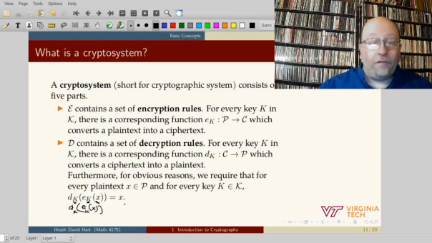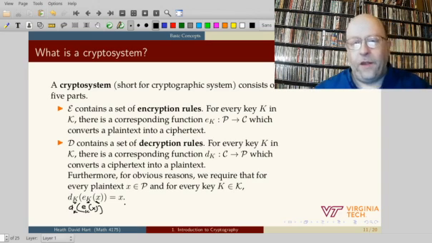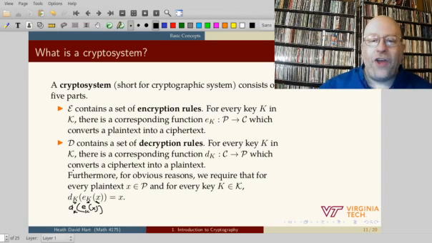Otherwise, there's not much value to the crypto system. We can't decode messages reliably. And so we have to check this condition in order to verify that this is a legitimate crypto system. Okay? So we have 5 parts. We have then the rule that the decryption key has to undo the encryption key. Okay?